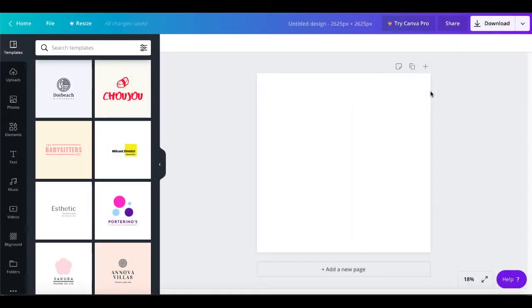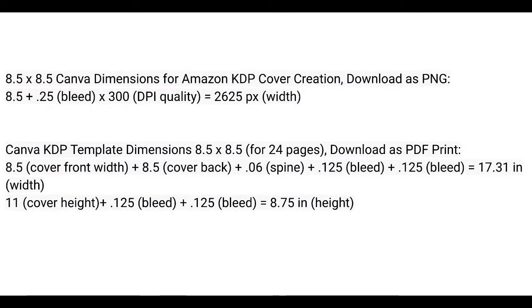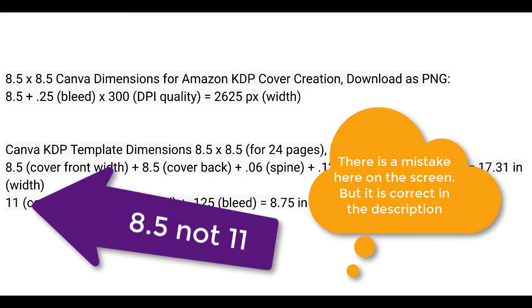Also, if you would like to see the complete math formula to calculate this, I'll go ahead and show you that before we get into creating the cover. So here are the formulas for creating the dimensions for your Amazon KDP cover. Of course, you can see here the front and back cover with the 8.5 by 8.5 Canva dimensions for Amazon KDP cover creation that you're going to download as a PNG that you will then add to your Canva KDP template, which will be your print quality PDF, which will be the complete cover to include the spine.